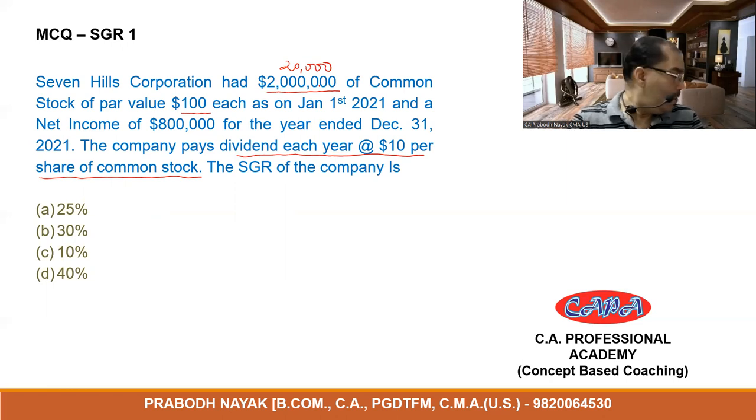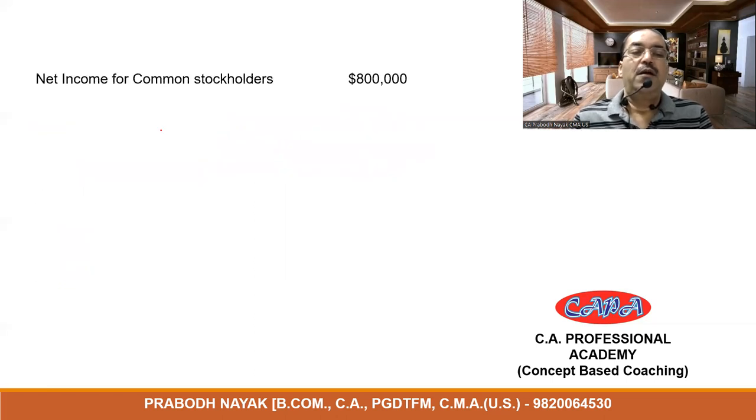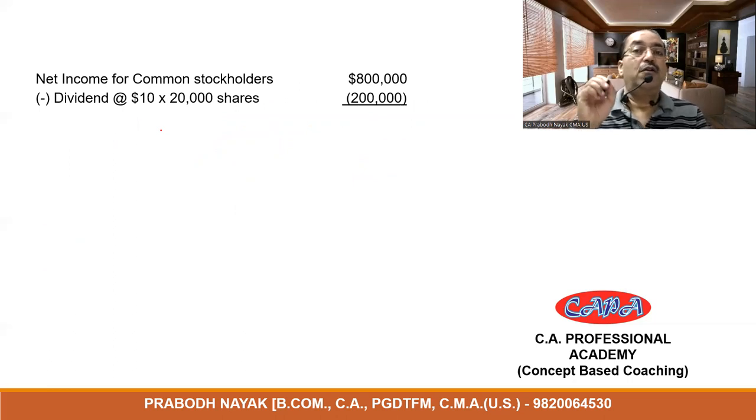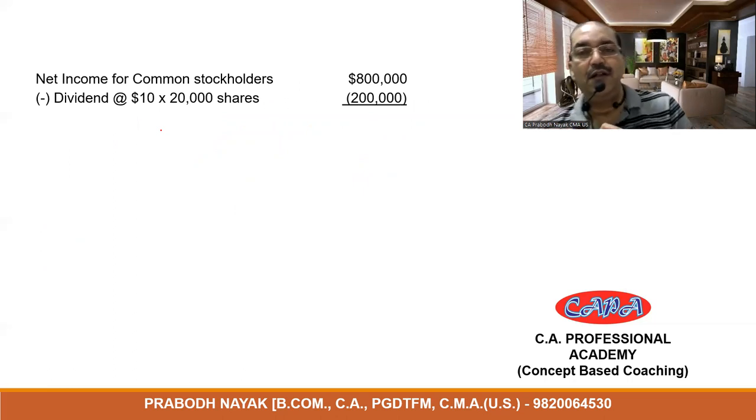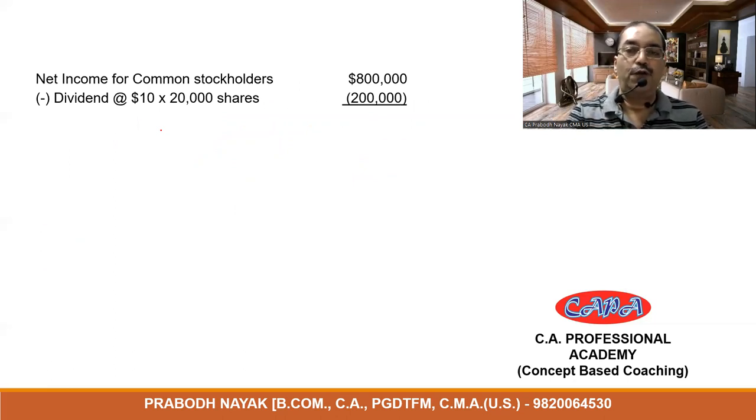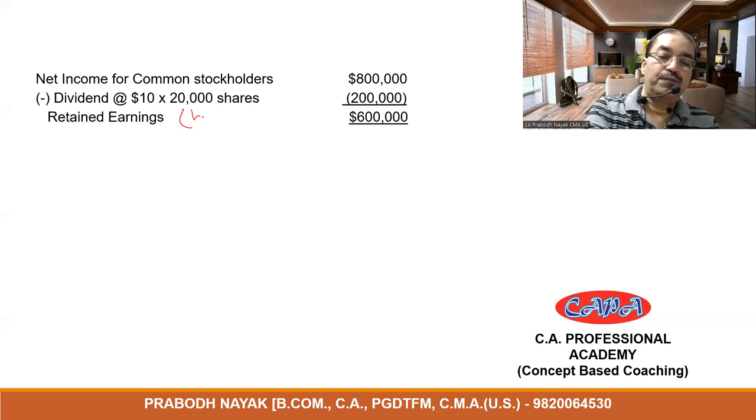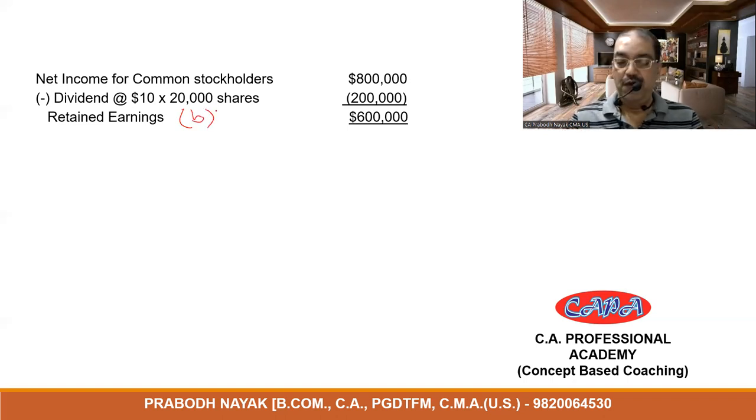Net income for common stockholders is $800,000. So I start with the calculation. Net income for common stockholders, $800,000, minus dividend payable at the rate of $10 per share into 20,000 shares. That will come to 200,000. 800,000 minus 200,000 is 600,000. Okay? That is your retained earnings. That is your B value.